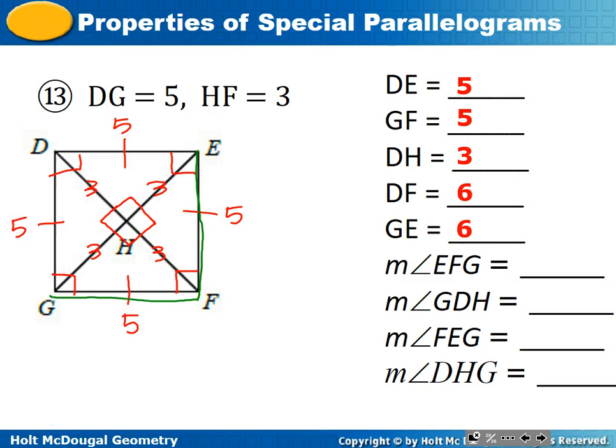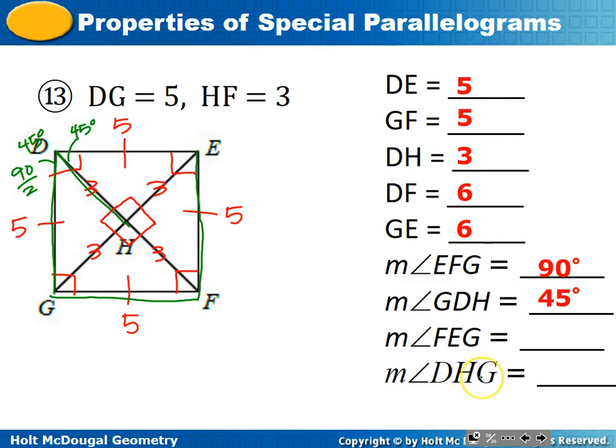EFG, that would be 90 degrees, right? Then we have GDH. GDH is this one. Well, we know that our diagonals bisect the angles. If the whole thing is 90 and we divide that by 2, then each part up here is 45 and 45. And that's going to be true throughout the whole square. So this angle is going to be 45 degrees.